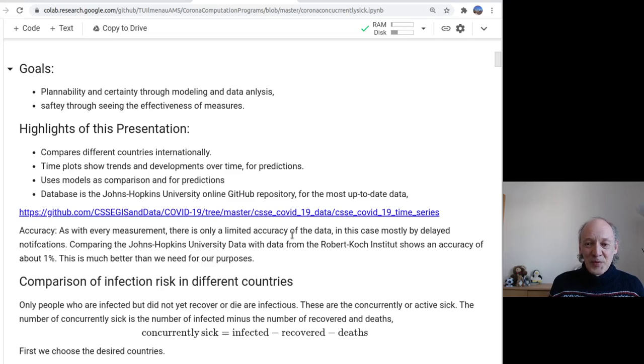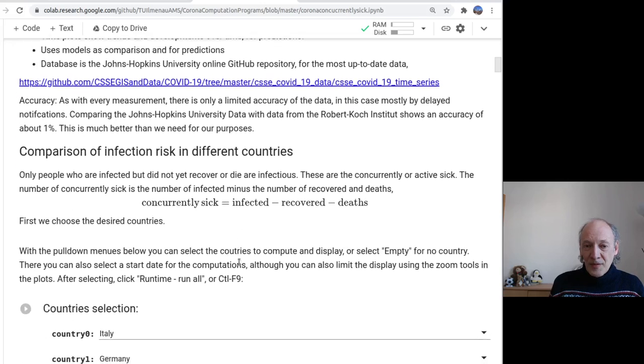That's the estimation part, right? Data is always imprecise. For instance, by delayed notifications. And comparing the Johns-Hopkins University data with data from the Robert Koch Institute in Germany shows an accuracy of about 1%. So that's how much they differ. And this is actually much better than we need for our purposes. So 1% is actually quite good.